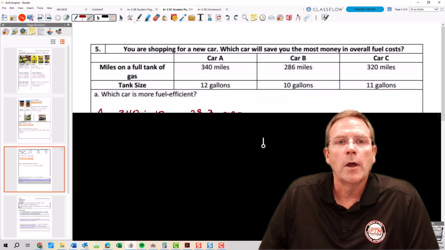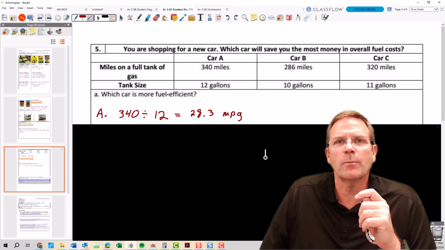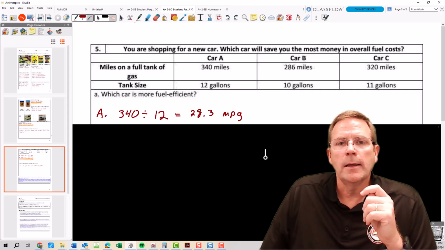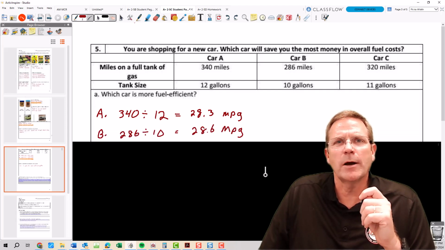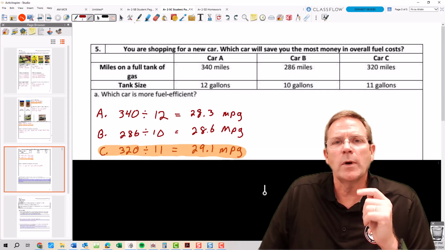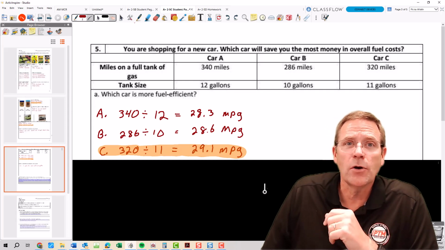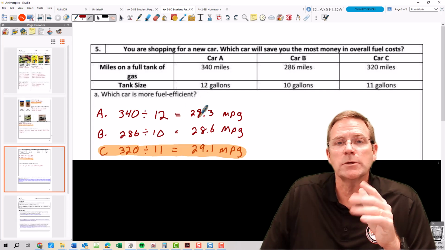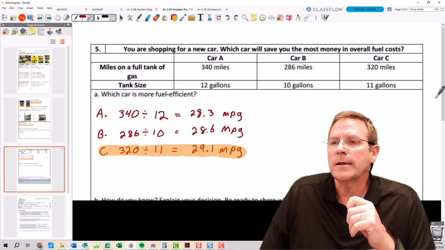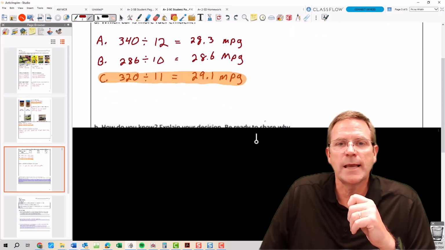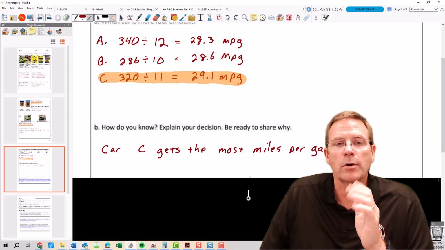So for this one, we're looking at 3 different cars, and we want to find out which one gets the best miles per gallon. So car A got 28.3 miles per gallon, car B got 28.6 miles per gallon, and car C got 29.1 miles per gallon. And when I worked this, I almost selected car A as being better because it was a smaller number, but it's not. Car C is actually the correct answer because they can go more distance on the same amount of gas, a gallon of gas. Car C gets the most miles per gallon.